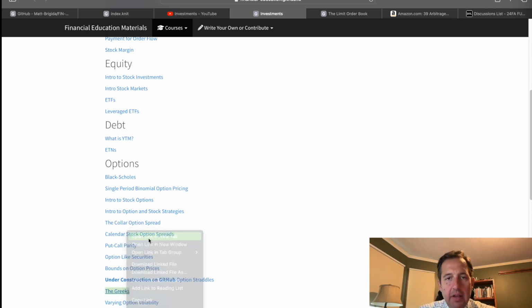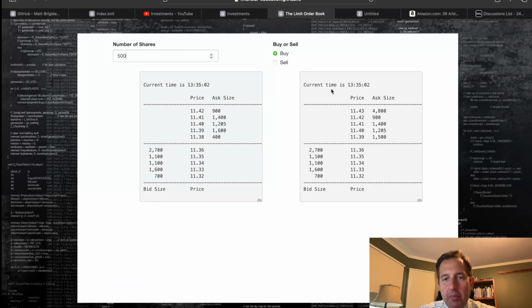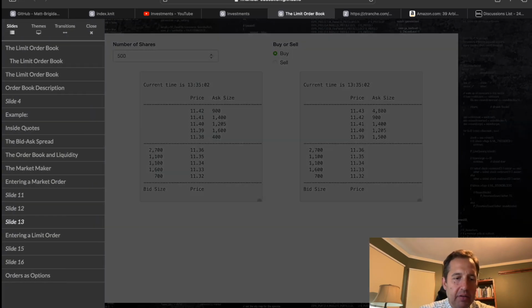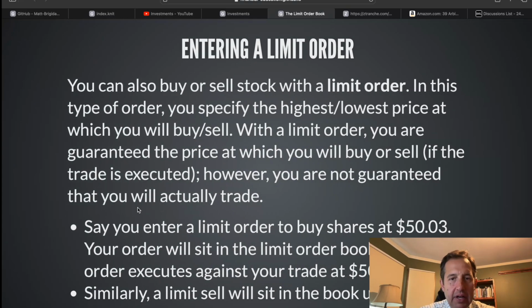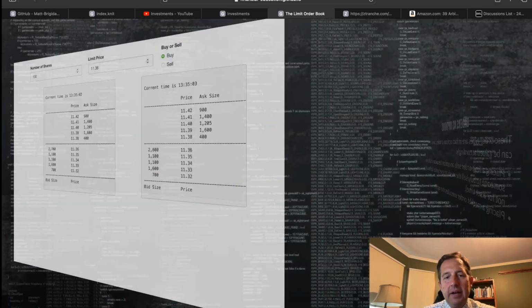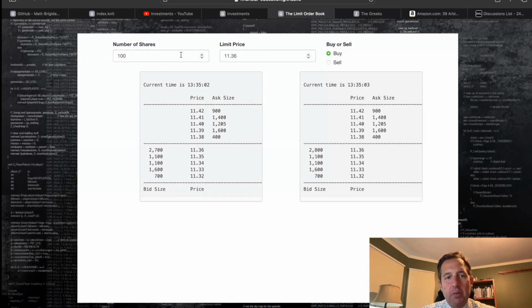Let's see. This limit order book, for actually entering a limit order, is somewhat more interesting. So the apps can be quite different. Here, I want to change the number of shares, I change the limit price, I can change buy or sell and see the effect in the order book.